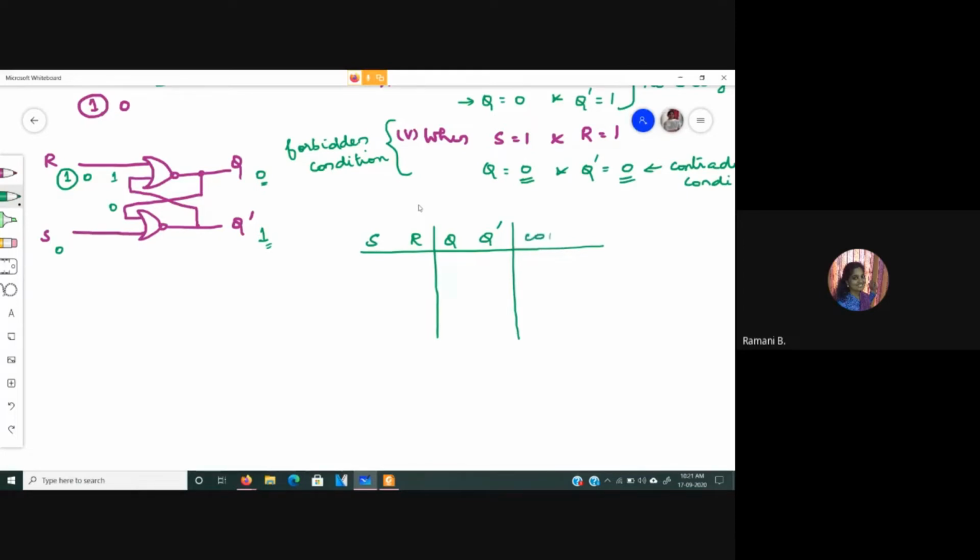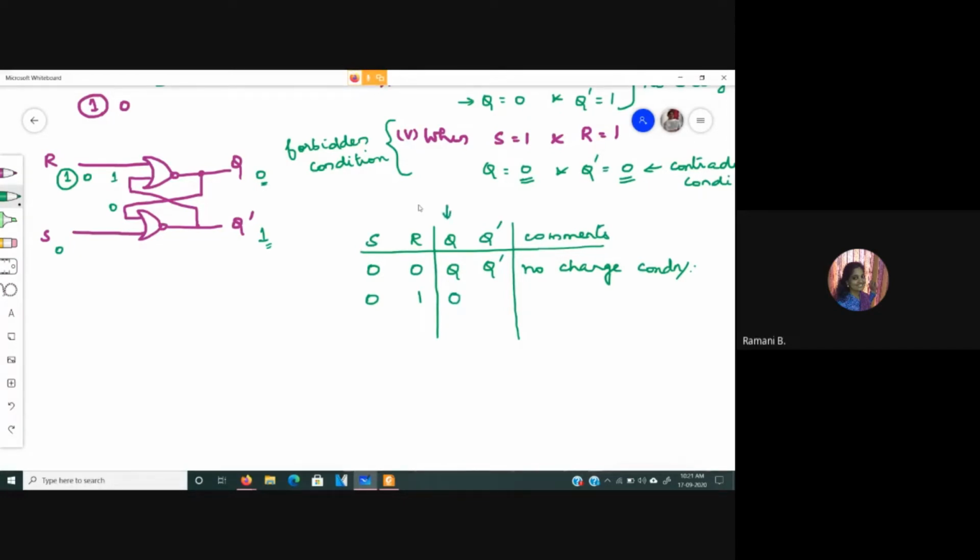and let us give the comments for it. So initially, when S is equal to 0 and R is equal to 0, this is supposed to be Q, Q bar. That is, whatever the value of Q and Q bar you had previously, it will be having the same thing. So we call this the no change condition. When S is equal to 0 and R is equal to 1, so R is equal to 1, this is the reset condition.